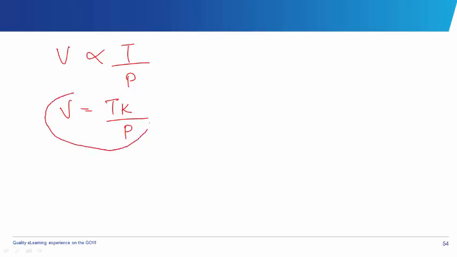So the volume V of a gas of a given mass varies directly as the temperature and inversely as the pressure. So if we put an equal to, we have that V equals K T, K is our constant, all over P. So this is our formula here.